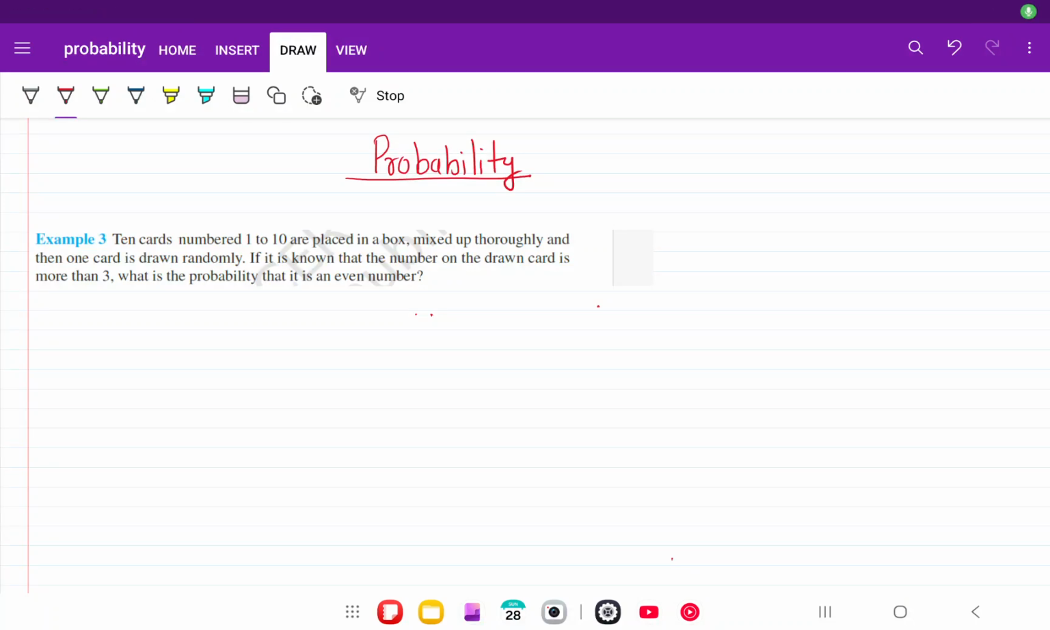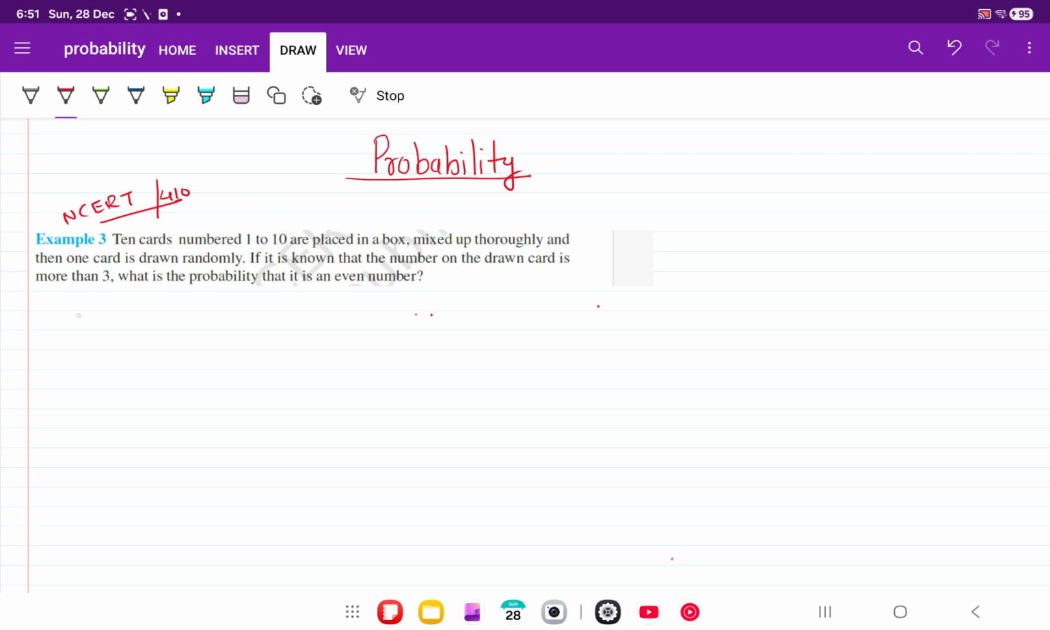Hello everyone, I am doing example 3 from NCERT. You will find it on page number 410. This is a question based on conditional probability. 10 cards numbered 1 to 10 are placed in a box.